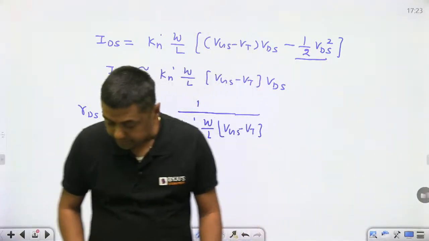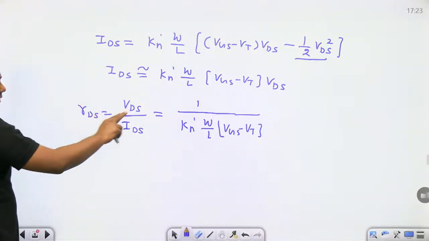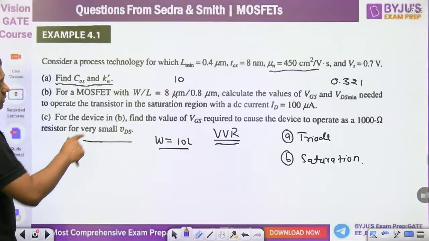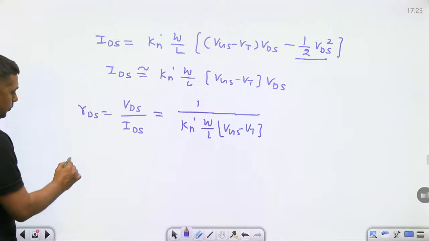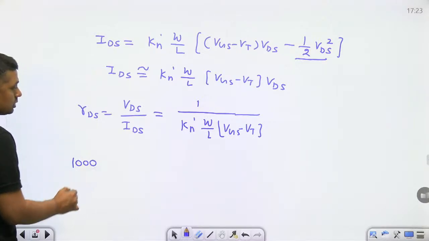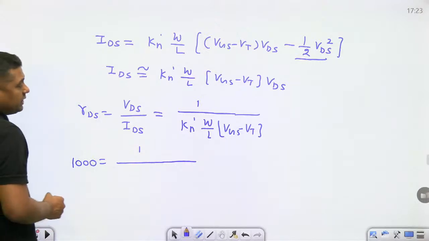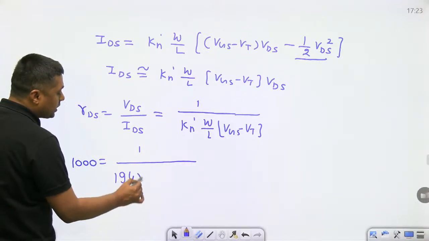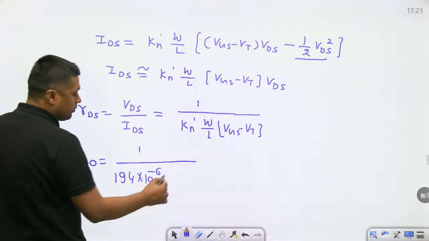Okay. Then first you have to find RDS, and RDS is given as 1000 ohm. So you can put 1000 ohm here. What is the K'n? 194 microampere. Because it is in ohm, you convert the 194 microampere into ampere per volt square.